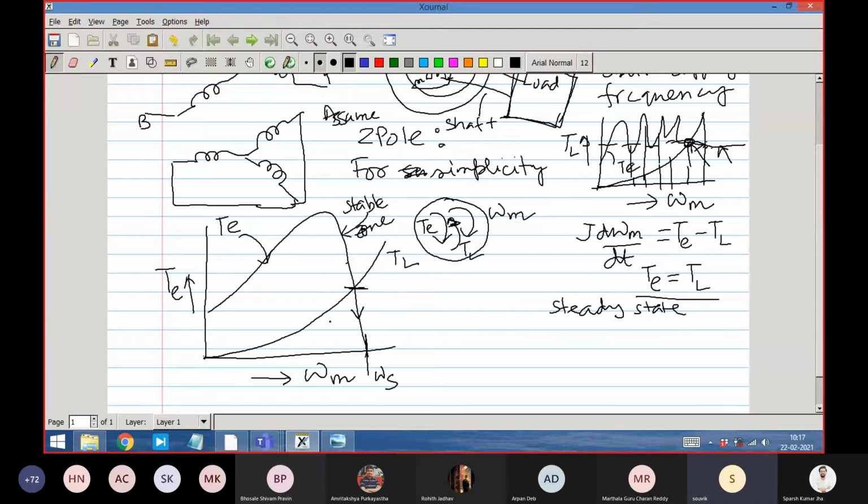Had the electromagnetic torque been different, had it been this type, then also it would have been okay. Let us say this is another load torque, TL2. It would have operated at a slightly different speed. That's why I am saying that this automatically finds the steady state speed. It will be slightly different depending upon the nature of the load torque speed characteristics. This is TL1 and this is TL2. It will find slightly different speed.